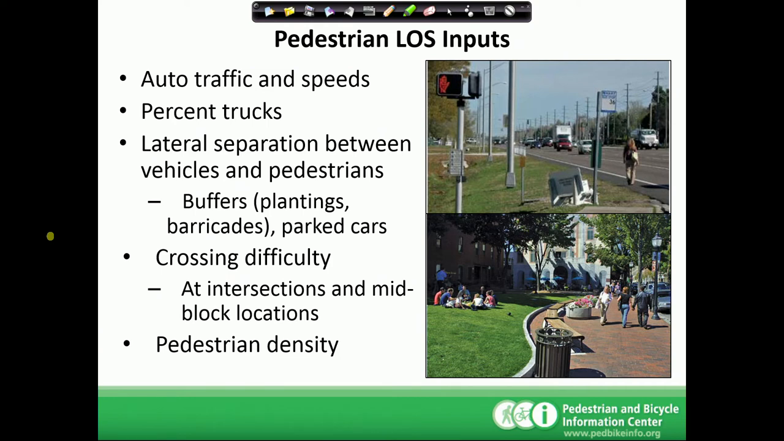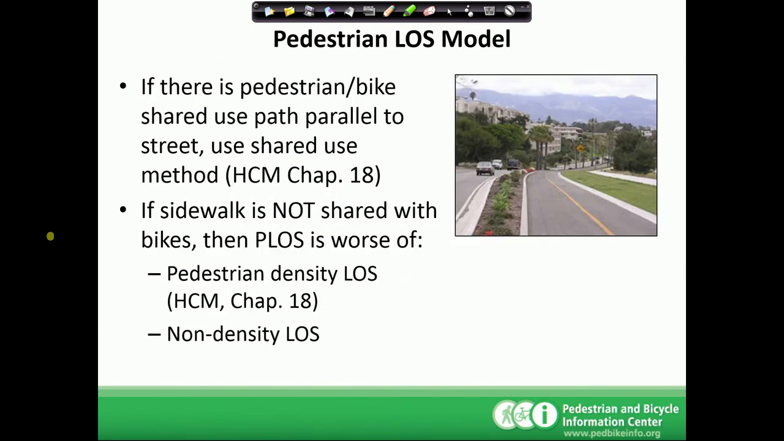Having a buffer of plantings and barricades or parked vehicles might help, except that parked vehicles going in and out create another problem. And also a lot of times the sidewalk is filled with pedestrians, and bicycles decide to take the roadway side to go faster. It's also another challenge, and so is how difficult it is to cross, especially mid-block and at intersections. Pedestrian density, spacing-wise, is also a very important key factor.